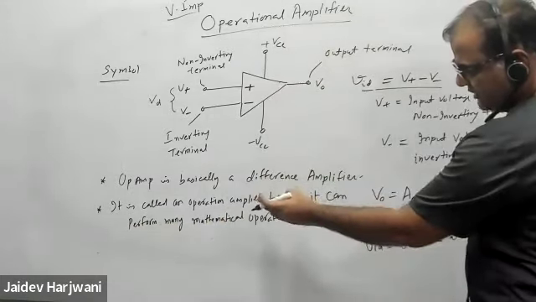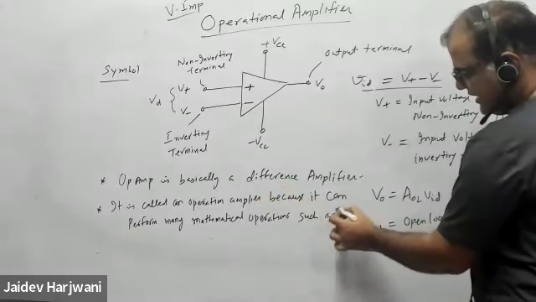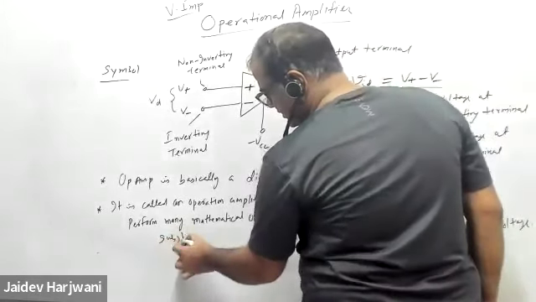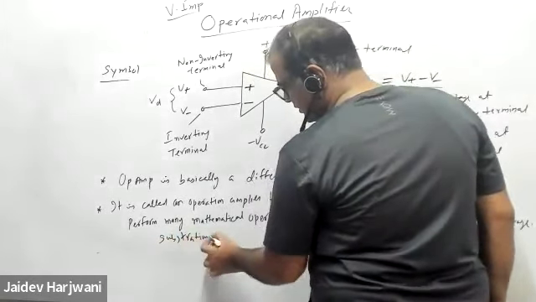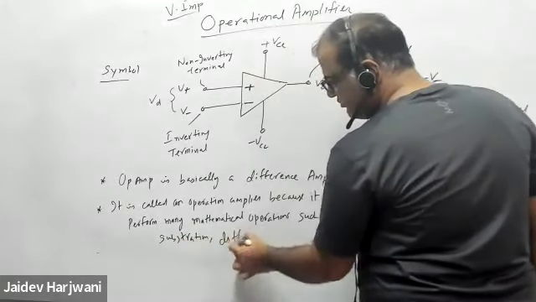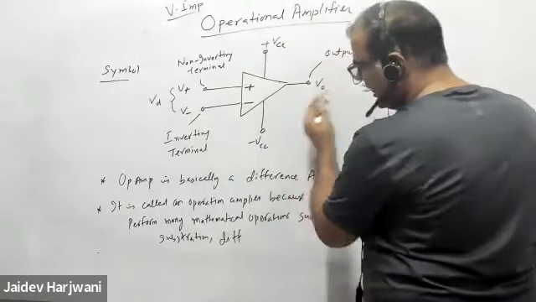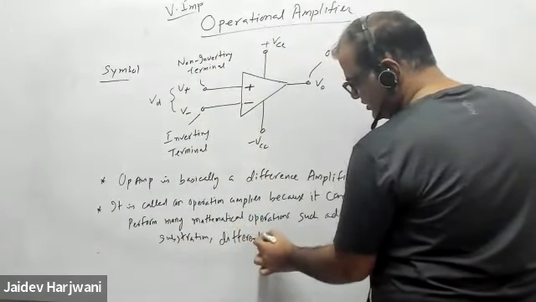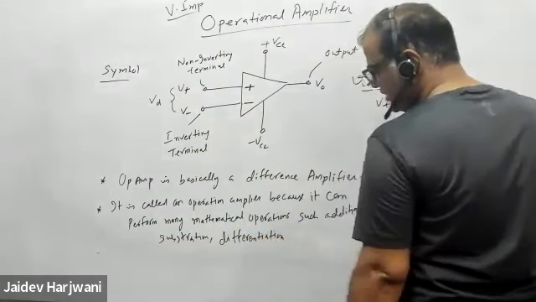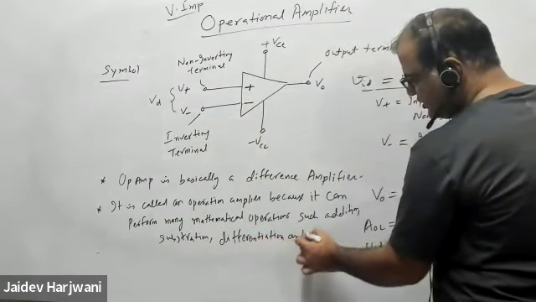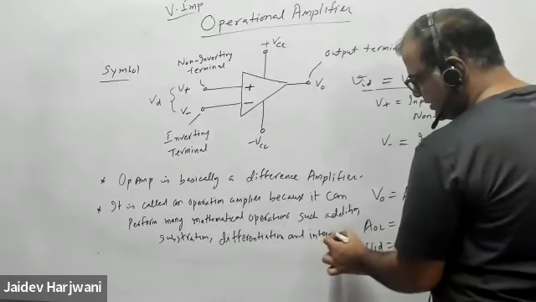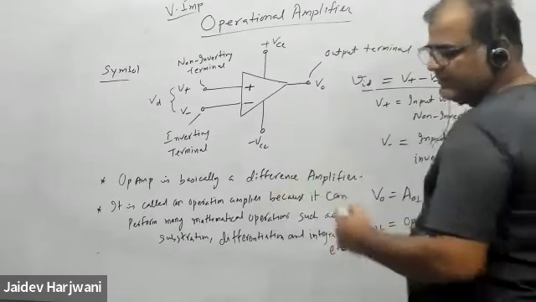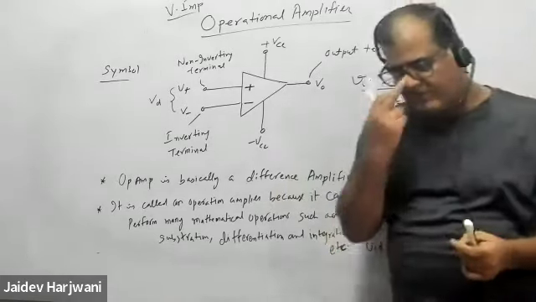So it can perform mathematical operations such as addition, subtraction, differentiation. If I want to differentiate input, I can differentiate output. Output can be the differentiation of input. Differentiation, integration, etc. So we can do many mathematical applications. That's the name, operational amplifier. You can do many operations.